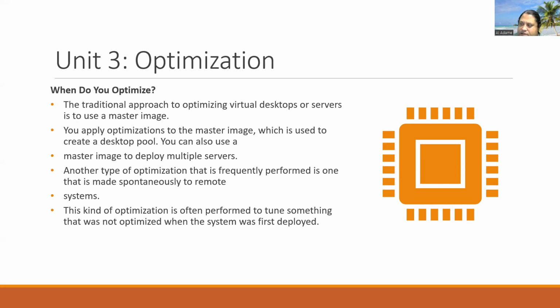I'll fix that spacing after. Another type of optimization that is frequently performed is one that is made simultaneously to remote systems. This kind of optimization is often performed to tune something that was not optimized when the system was first deployed. So you've got to play catch up sometimes. You discover things as you deploy things too.